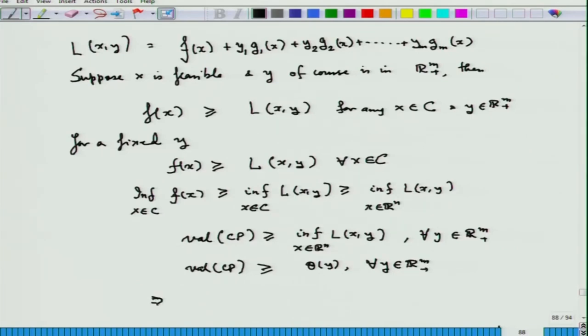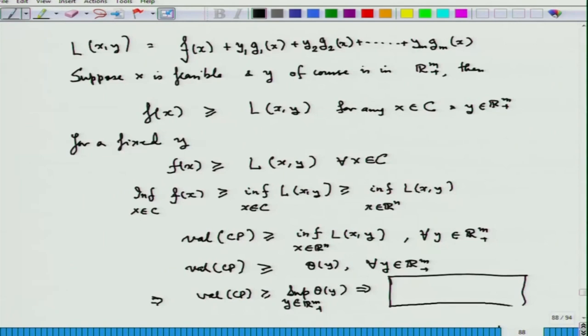This would imply that the value of Cp, now the value of Cp is a fixed number, so I can operate the supremum over y on both sides, but the supremum will have no effect on this side because it is independent of y. So, this would finally boil down to the following fact. This is the value of dp. This will say that the value of Cp is bigger than or equal to the value of dp. And this is something which we got in a very straightforward way, and this is called weak duality.